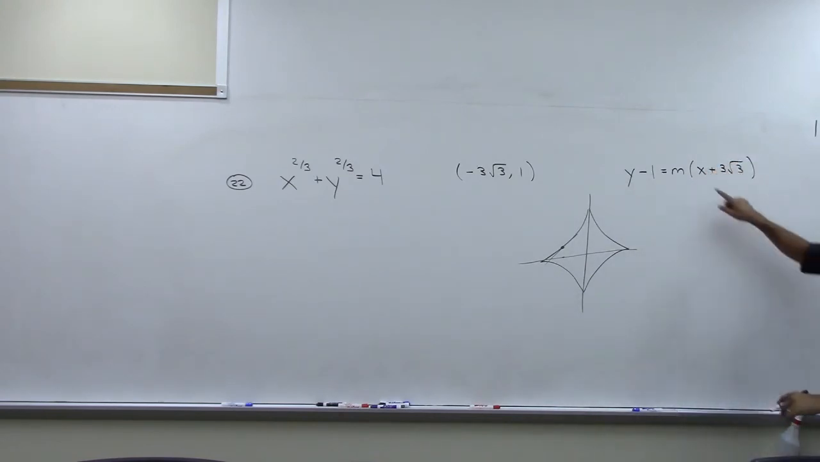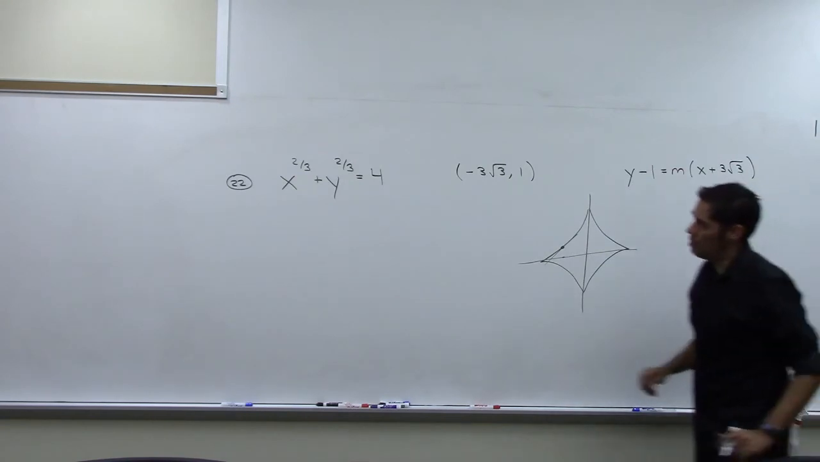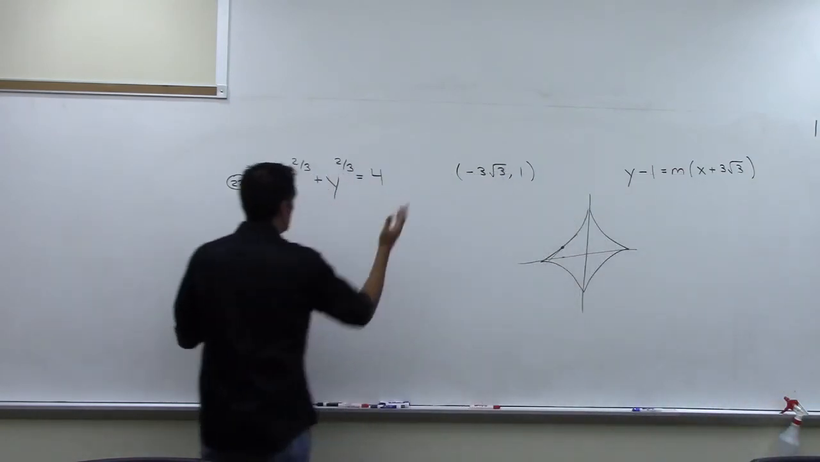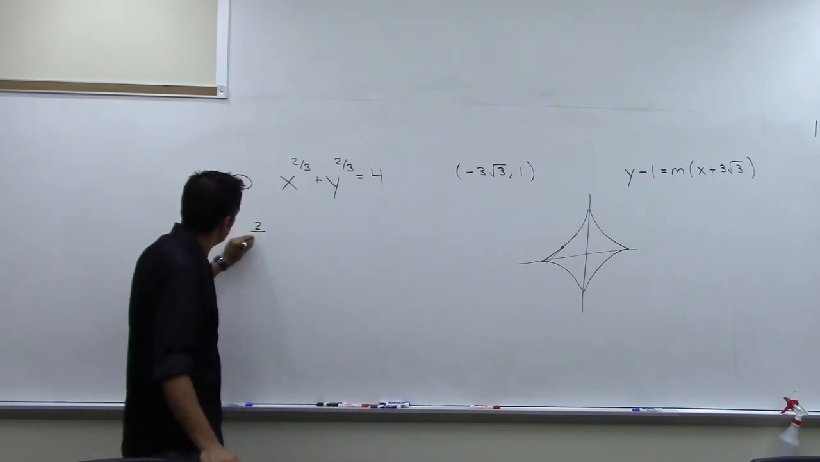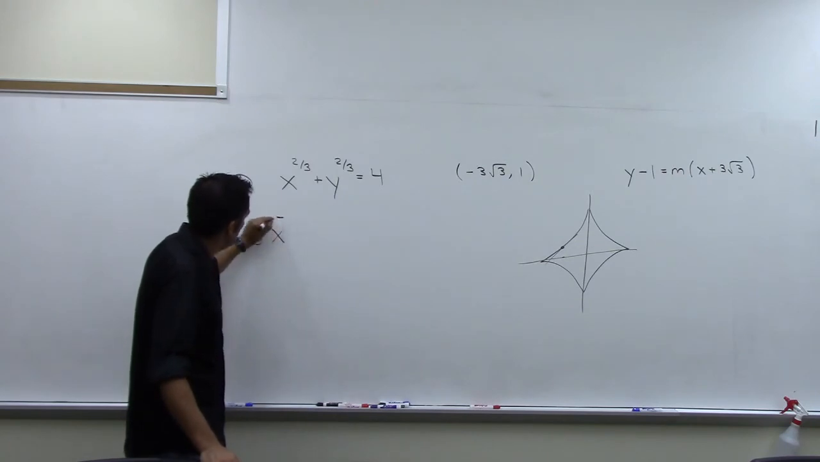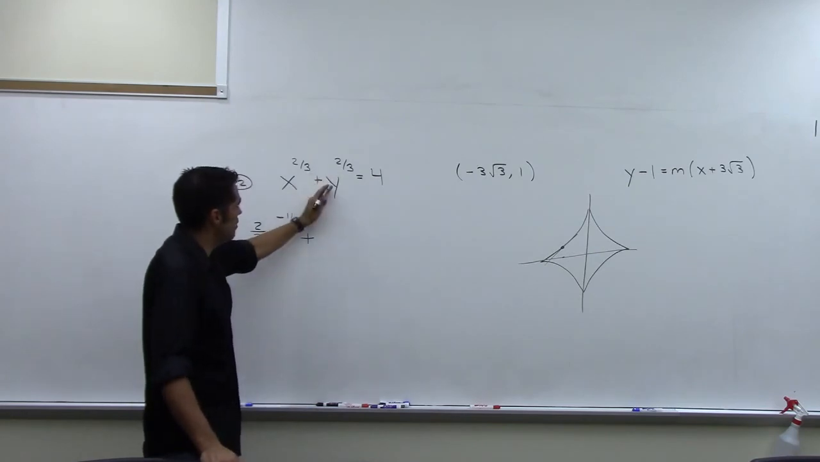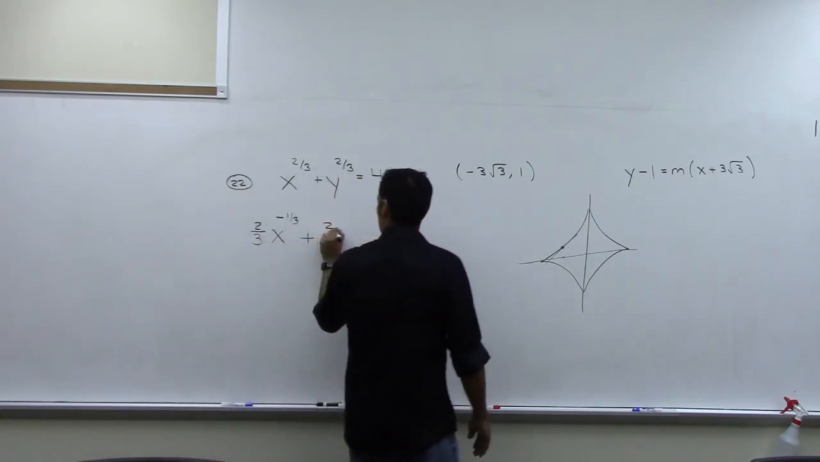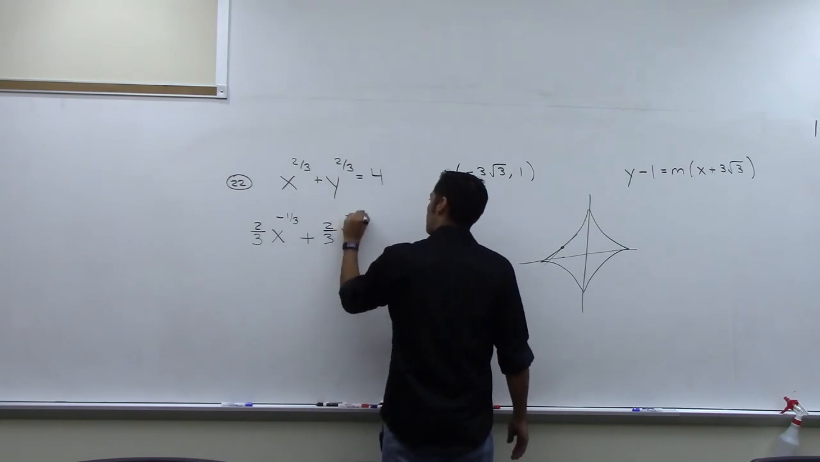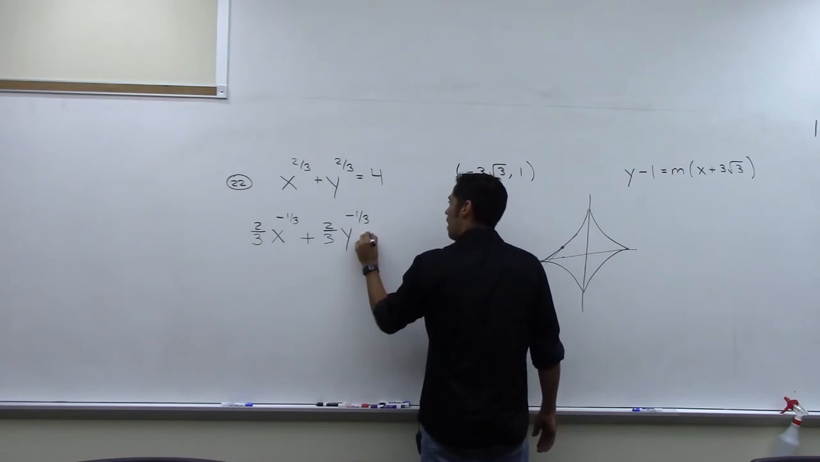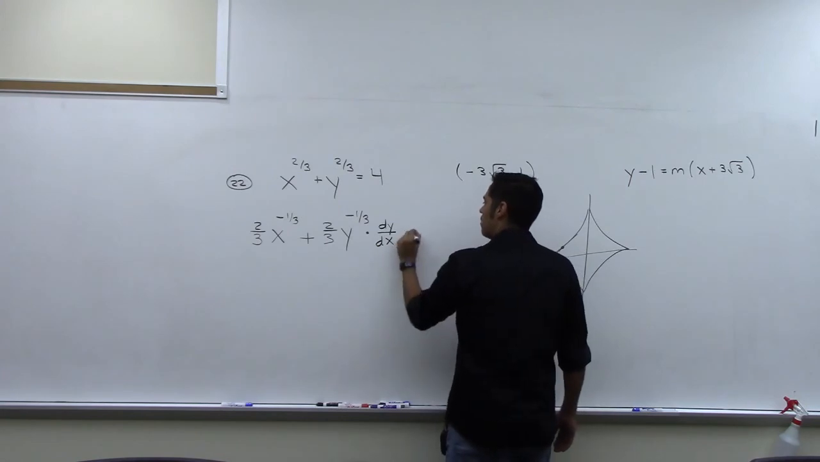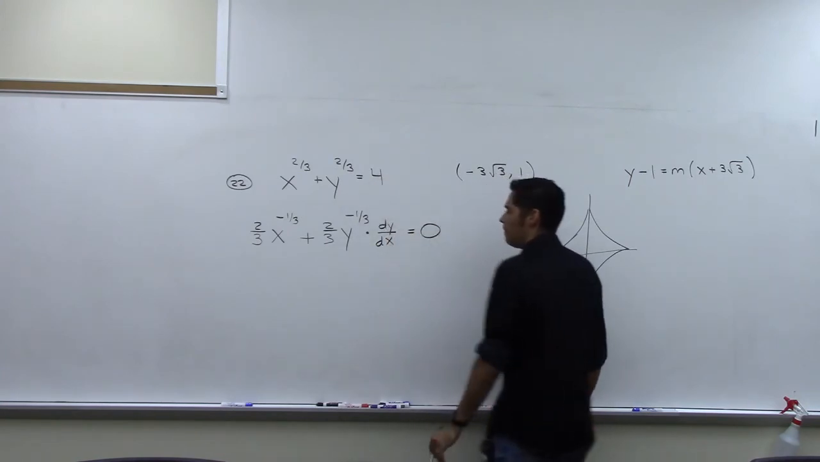So that's my equation. I just need to know the slope of the tangent line there. So I need the derivative. Let me take the derivative implicitly. This has just x in it, so it's going to be 2/3 x to the negative 1/3, plus, same thing, use the power rule: 2/3 y to the negative 1/3. But because y is a function of x, we apply the chain rule, times the derivative of y, which is dy/dx, and that equals the derivative of 4, which is 0.